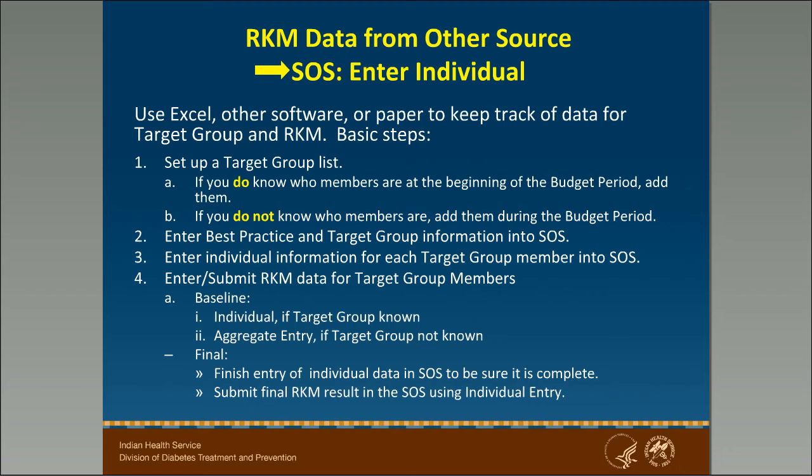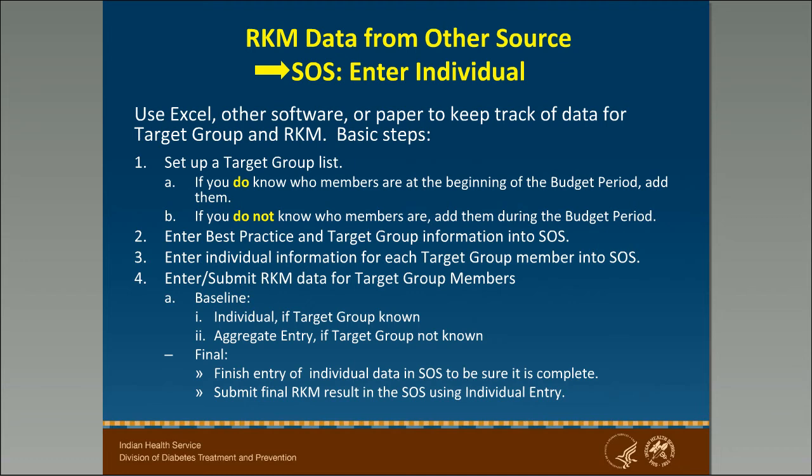The basic steps are you would start by, again, creating your target group list. And again, if you do know your members at the beginning of the budget period, you can add them. If you don't, you can add them throughout the year. And then you'll enter the best practice and target group information into the SOS. So again, very similar to the RPMS system. Here's where it gets different though. You'll be entering individual information for each target group member into the SOS. So here's where you'll need every individual's month of birth, year of birth, gender, and then whether or not they met the required key measure.